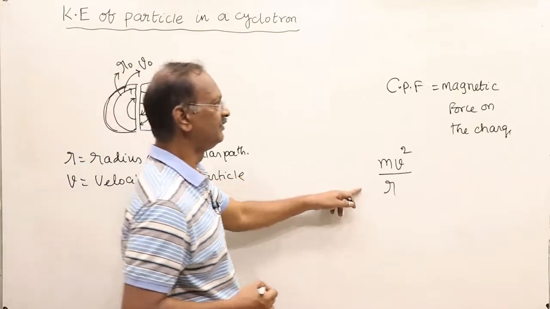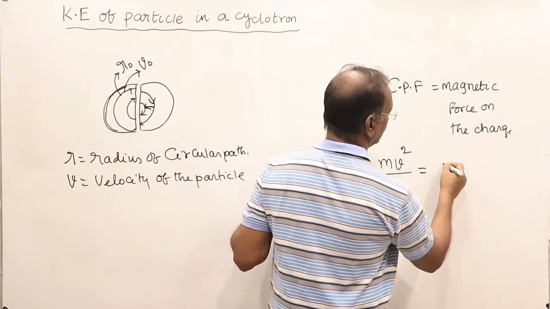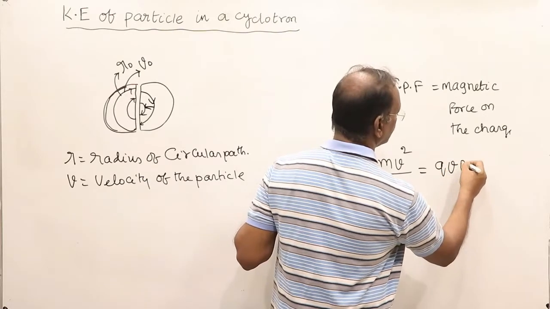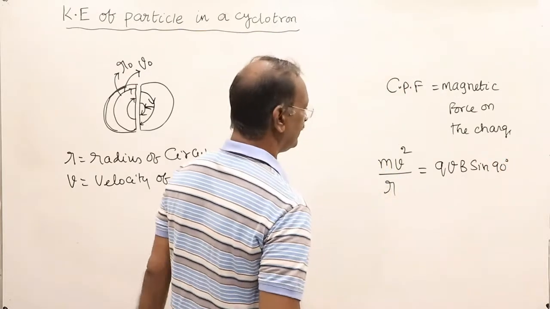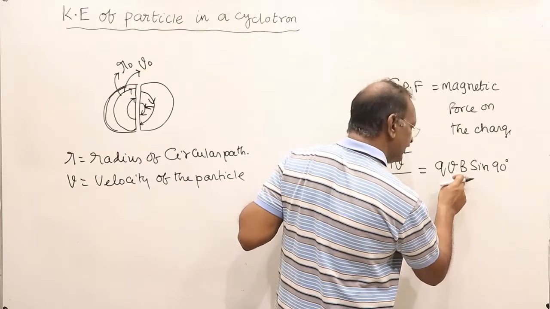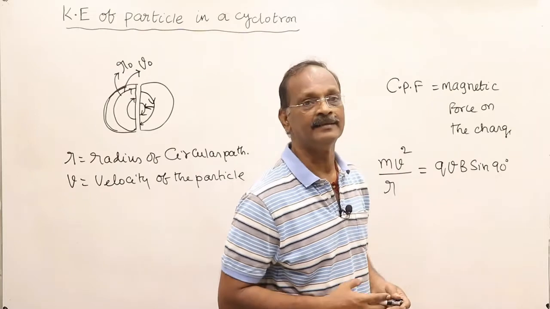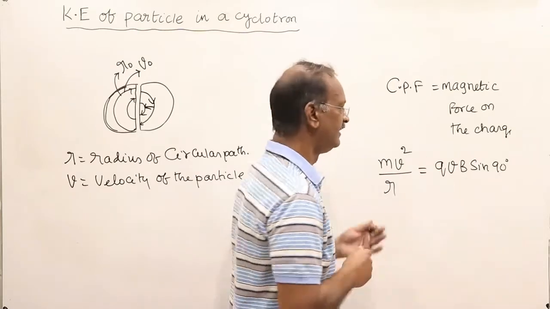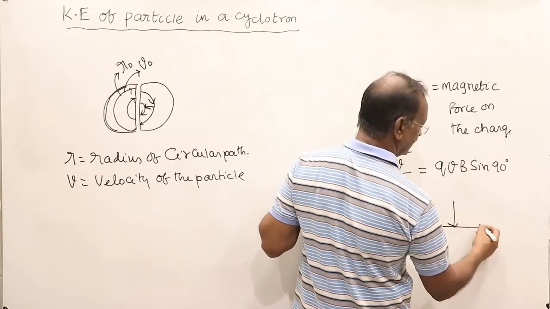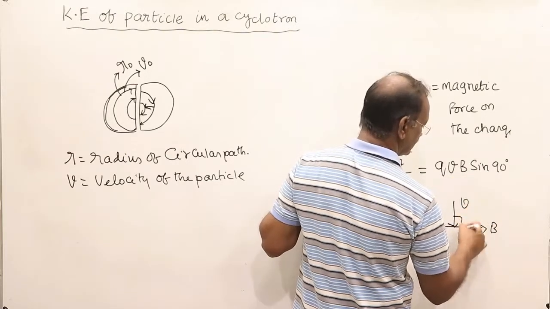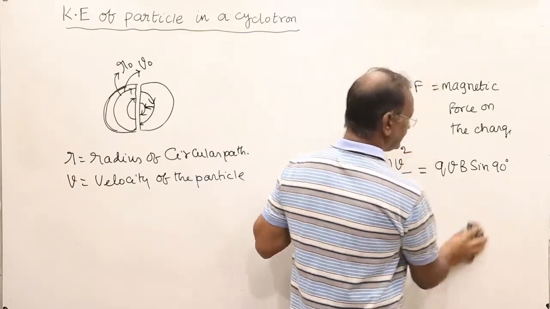This centripetal force is equal to the magnetic force, which is equal to Q into V into B into sine 90 degree. Why sine 90 degree? Because V is the velocity of the particle entering the magnetic field, and the particle enters at a right angle, at 90 degree, within the magnetic field. Theta is the angle between the particle's velocity, this is like this, and the magnetic field, which will be like this. So this is 90 degree. That's why the angle between V and B is equal to 90 degree.